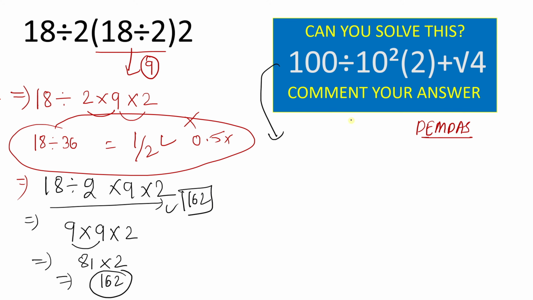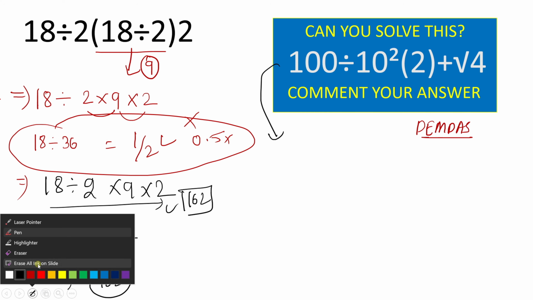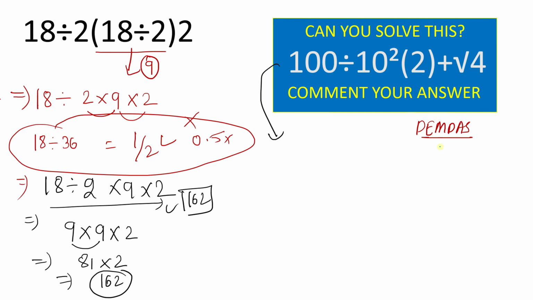And moving to the next question, we have 100 divided by 10 square times 2 plus root 4. So let's simplify this. Let's change color to, yes, green. Okay. Now, for order of operations, we will solve this parenthesis part. This is not actually a parenthesis or closure, just simply juxtaposition. You can say we can write like this.